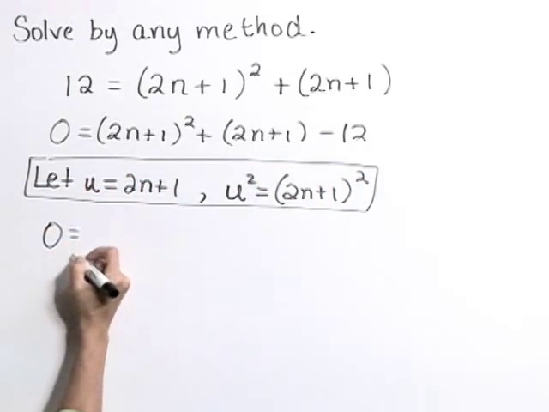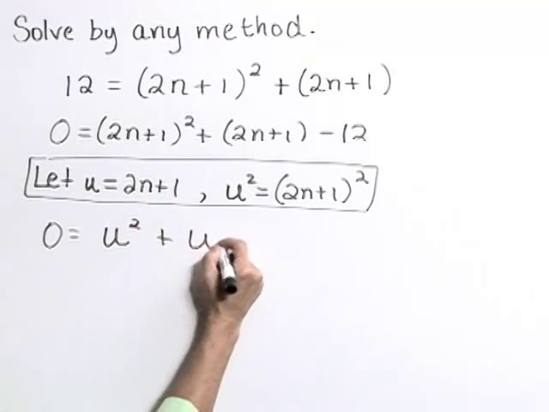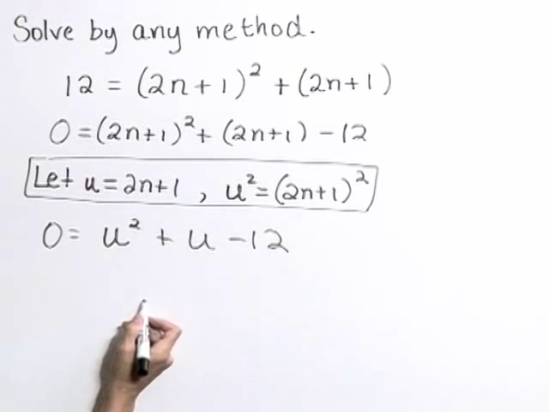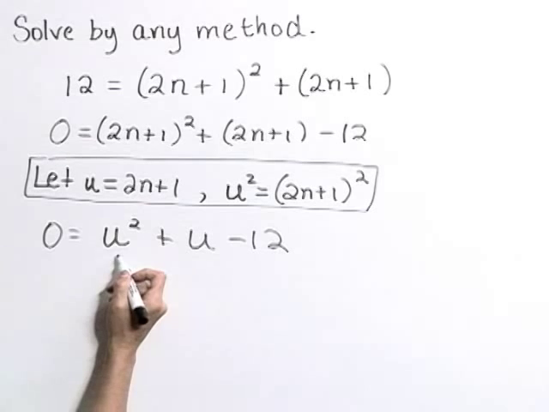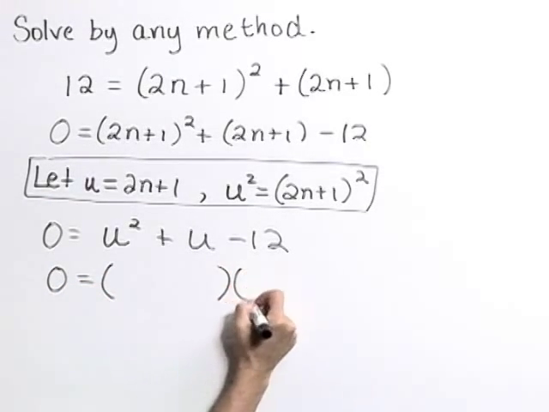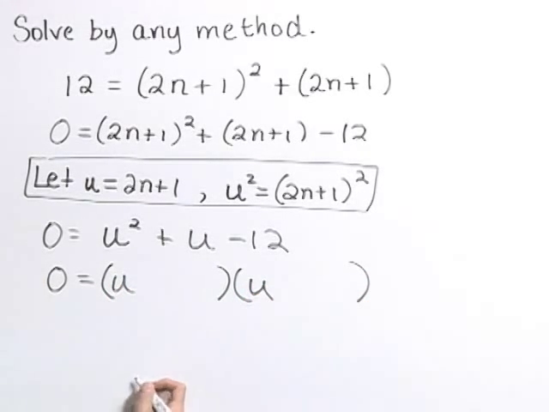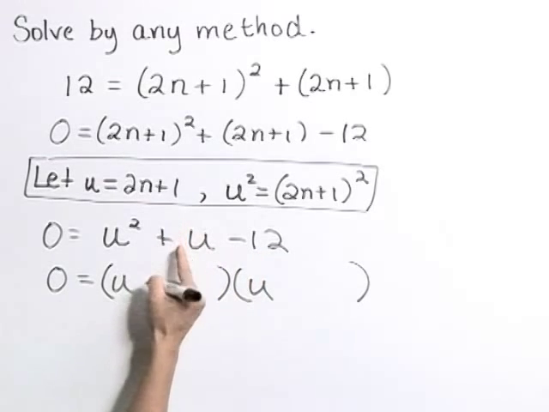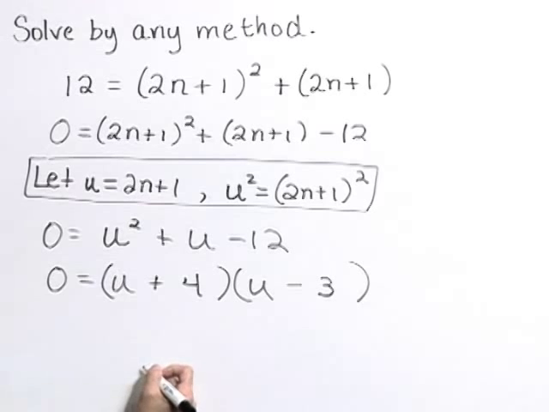So our equation then reads as 0 is equal to u squared plus u minus 12. And here we see this in a more precise quadratic form. Let's solve this by factoring. This factors as the product of binomials where first terms are both u. Factors of negative 12 that sum to 1 are a plus 4 and minus 3.